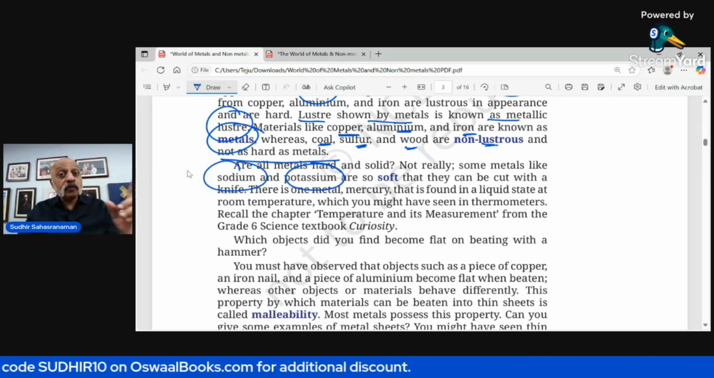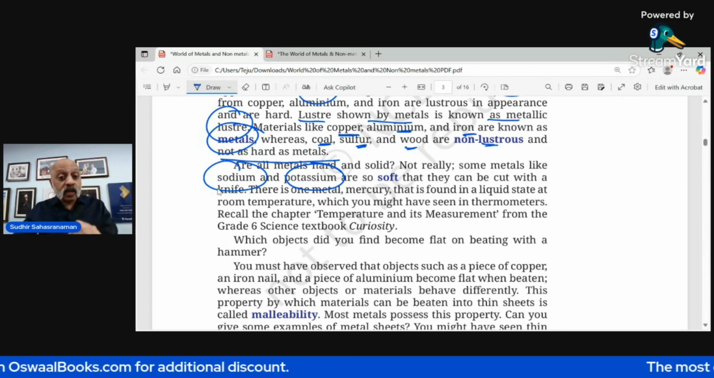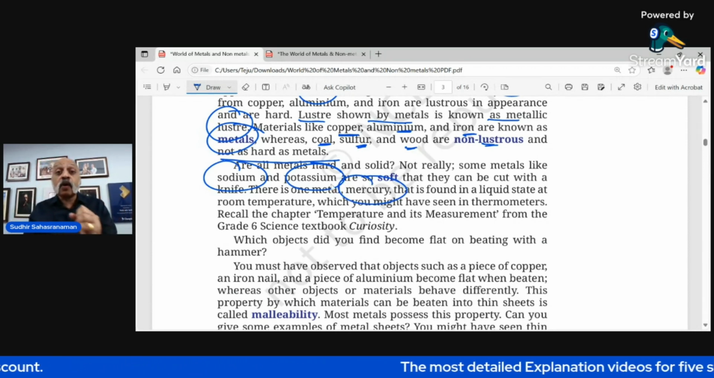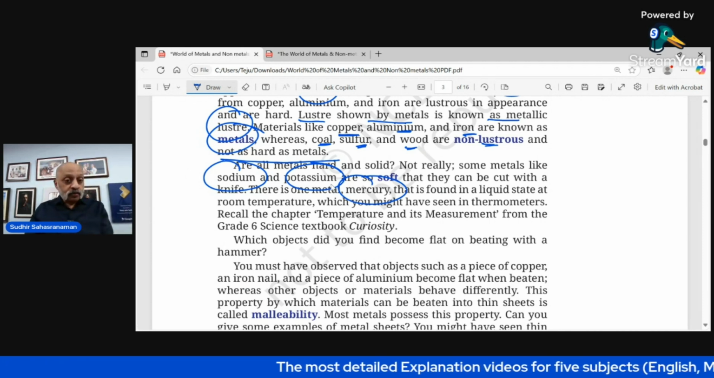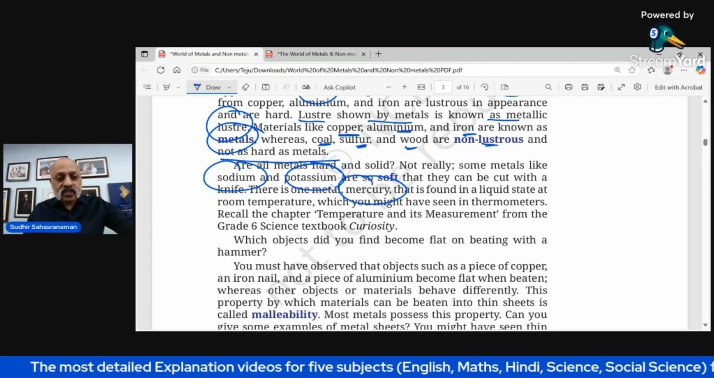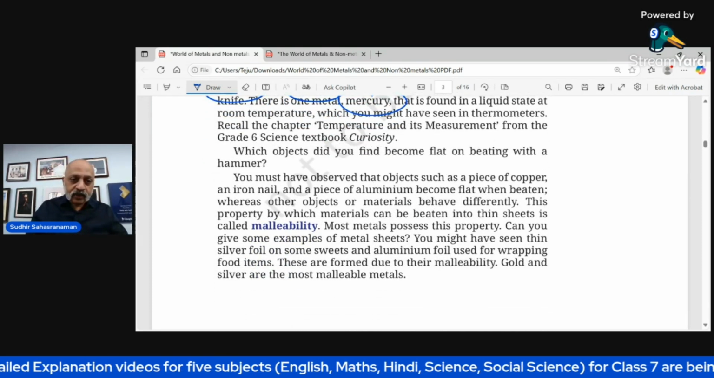There is one metal about which we studied in class 6, which is used in thermometers. Yes, that's right. Mercury, which is actually not solid. It is found in a liquid state at room temperature, right? Which we use in thermometers. Any doubt? Go and see my video of class 6 on temperature.